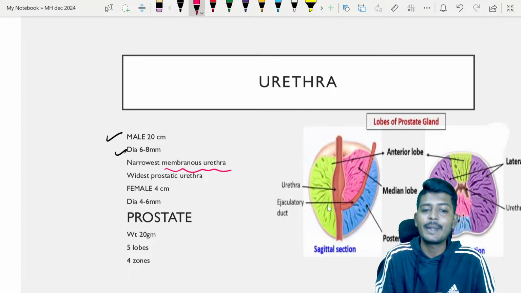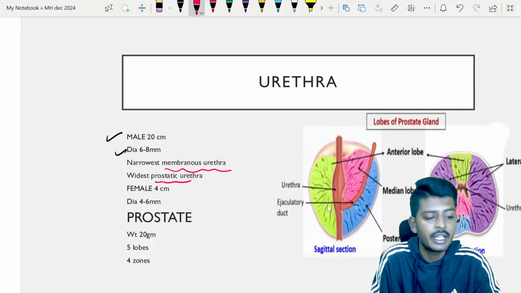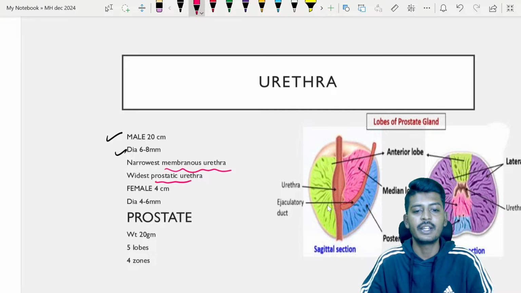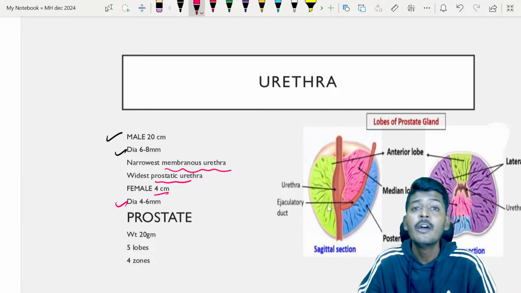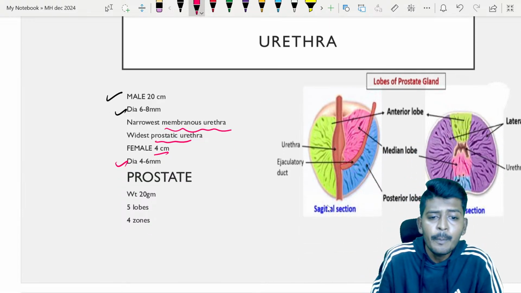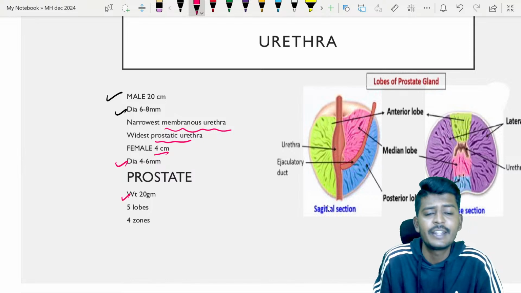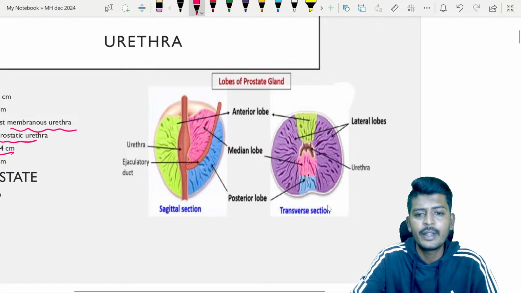Which urethra? Membranous. The widest one, my dear students, is called the prostatic urethra. Female urethra is about 4 centimeters, diameter is 4 to 6 millimeters. Then we have the prostate gland. The weight of the prostate is about 20 grams and it has 5 lobes. What are the 5 lobes of the prostate gland?